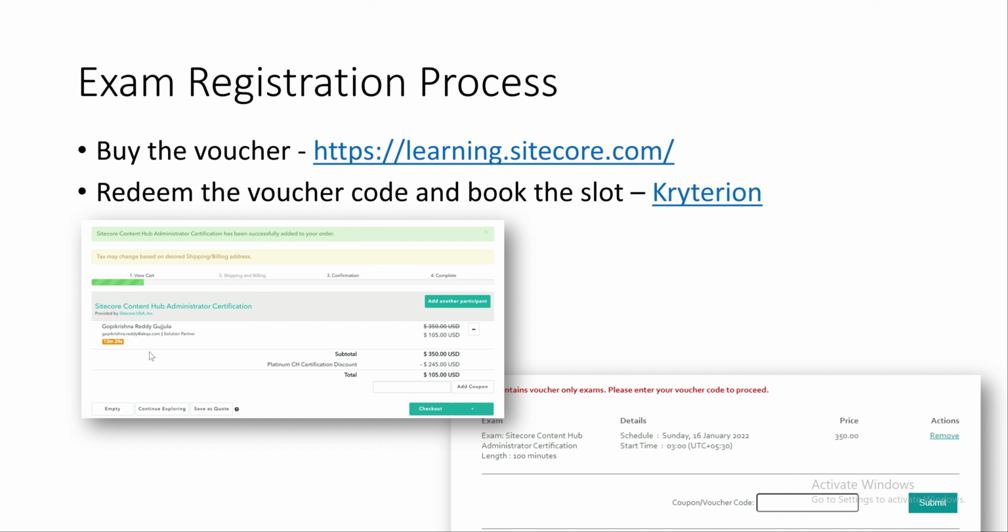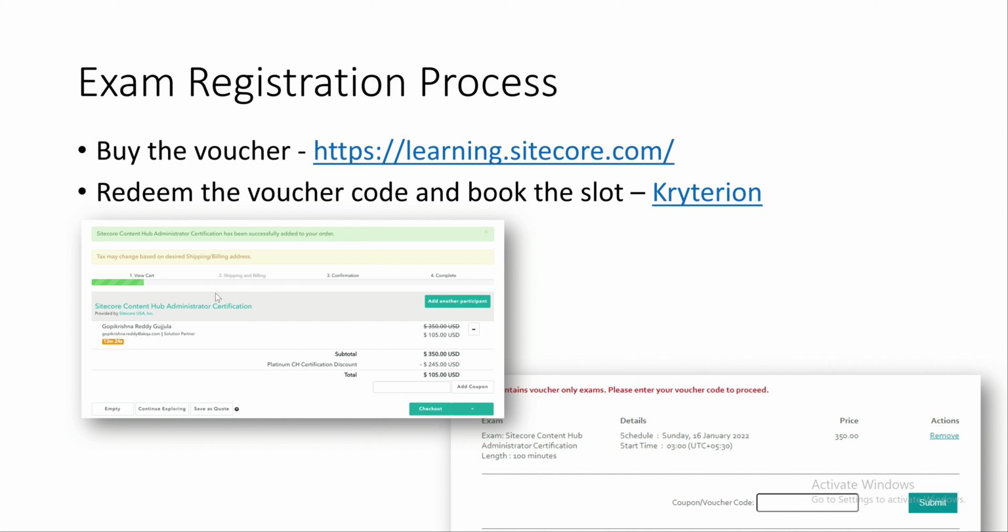As you can see, I work for AKQA, it's a platinum partner, and I'm logged in with the AKQA account. So the partner discount is already applied, and I only need to pay $105 US dollars. You won't get any GST or tax, etc. The final pay will be $105.